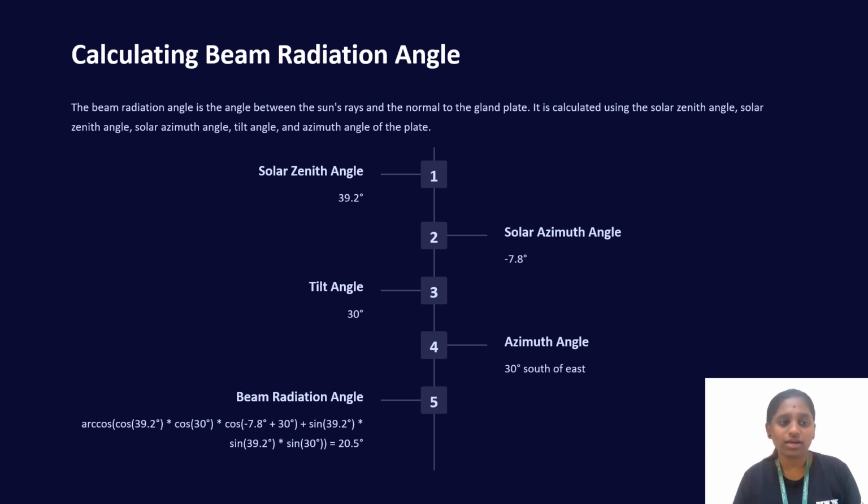Calculating the beam radiation angle. The beam radiation angle is the angle between the sun rays and the normal to the flat plate. It is calculated using the solar zenith angle, solar azimuth angle, and the tilt angle and azimuth angle of the plate. The solar zenith angle we calculated is 39.2 degrees. The solar azimuth angle we also calculated in the previous slide, that is minus 7.8 degrees. The tilt angle is given as 30 degrees, and the azimuth angle is 30 degrees south of east. It is also given. So the beam radiation angle we calculate with this formula, and we get 20.5 degrees.